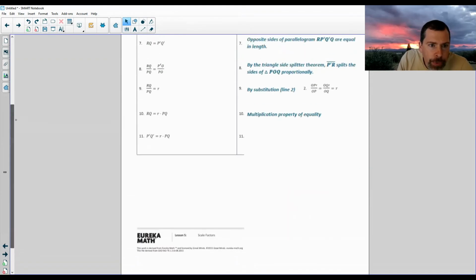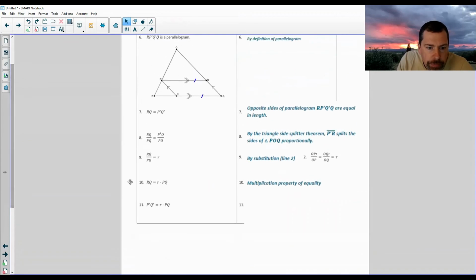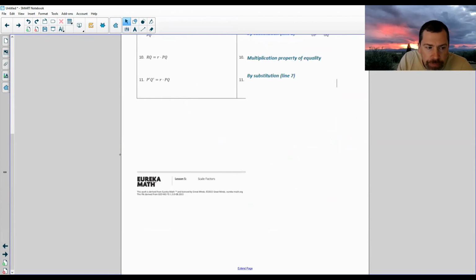Okay, and now we have P prime Q prime. Where's P prime Q prime? P prime Q prime is this side here, equals the ratio times PQ. And the reason? Substitution of line 7.